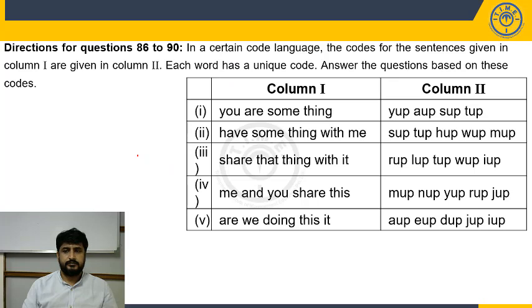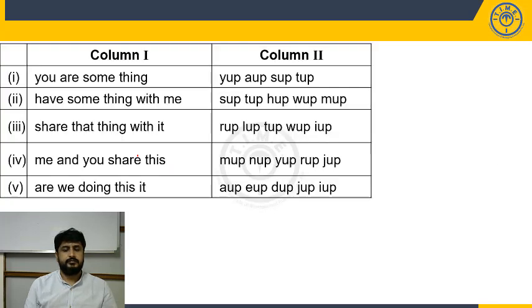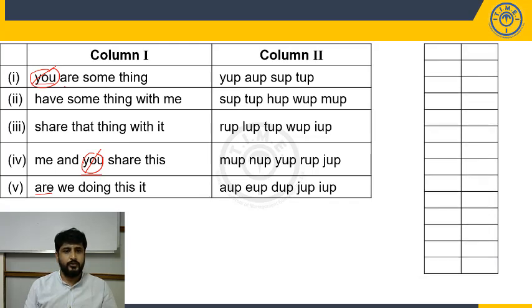Coding, decoding, as usual. Let's identify the codes. We have been given some common elements. Now, U and U. Only U is common in the first and fourth statements. Anything else common? No, nothing else is common. So in the first and fourth statements, which code is common? YUP. So here it is YUP.